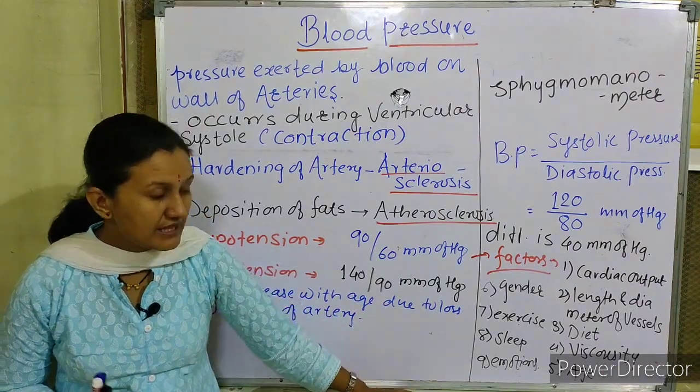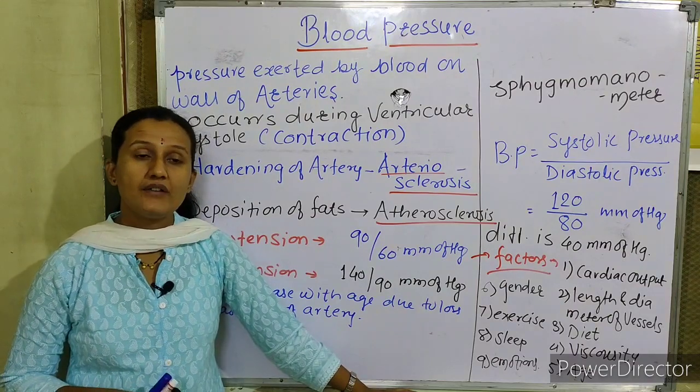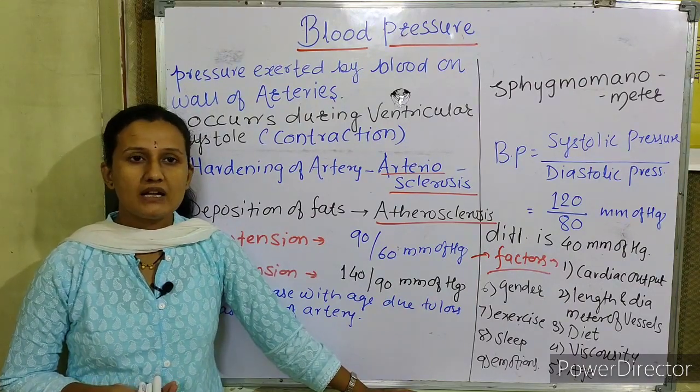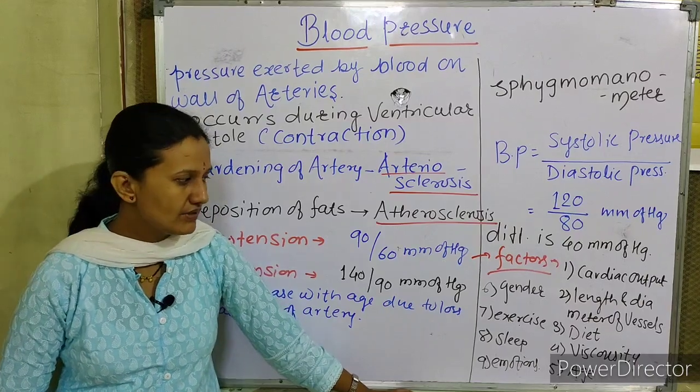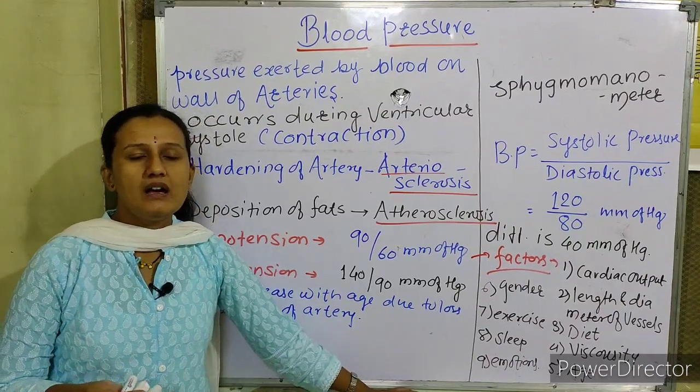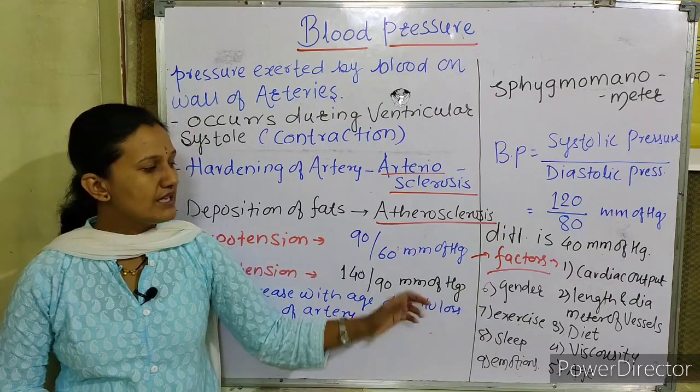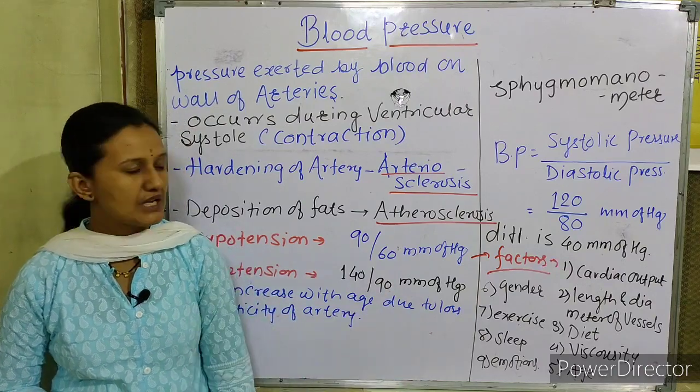Then the next factor is diet. If we are having a more fatty, oily diet, then our blood pressure increases with that diet. That means our circulatory system needs a fibrous diet and a proteinaceous diet.